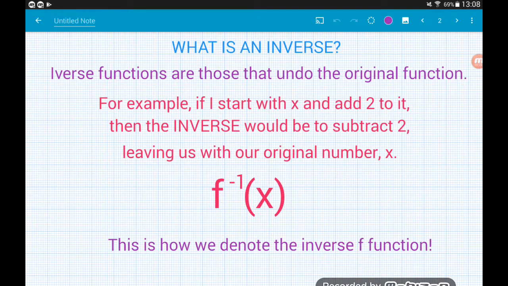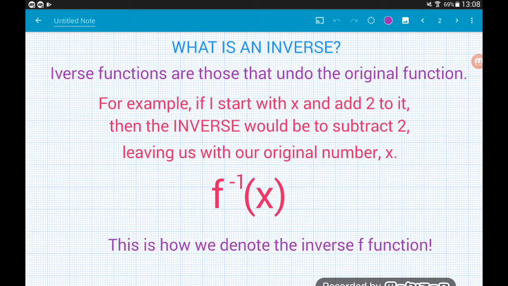Inverse functions are those that reverse the original function. So say that I started off with a number x and I added 2 to it. The inverse function, the function that would undo that, is to subtract 2. That would take me back to my number x.